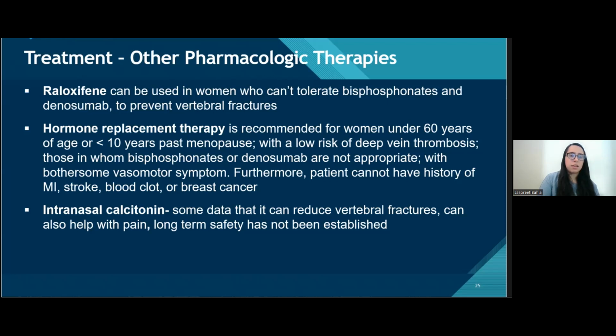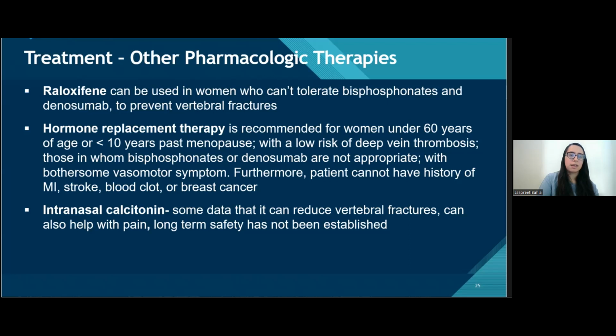The other medication is hormone replacement therapy. The Women's Health Initiative did show that if patients were treated with hormone replacement therapy for 5 years, there's a pretty significant decreased risk for developing osteoporosis. But the problem with hormone replacement therapy, as I'm sure all of you know, is that it increases the risk of heart attack, stroke, or blood clot, as well as breast cancer. So the conclusion of the Women's Health Initiative was that the benefits of hormone replacement therapy don't outweigh the risks.